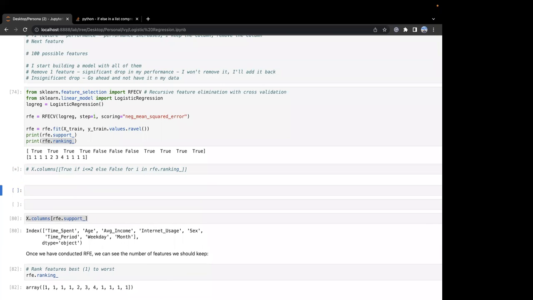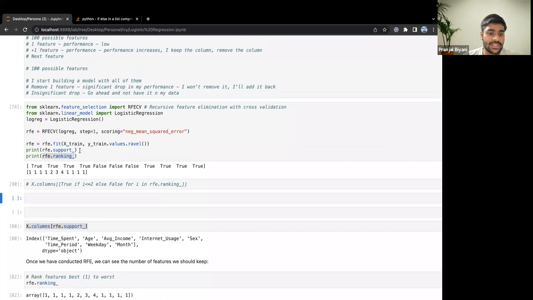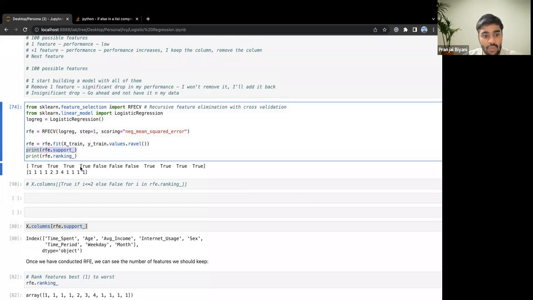Sir, how do we decide in RFECV that we want to keep features having a rank of 2, because the function is already eliminating the insignificant? No, it's not eliminating. Here the support attribute only gives you true or false. Whatever is true it is accepting, whatever is false it is rejecting. Then you get the ranking, and that tells you more.